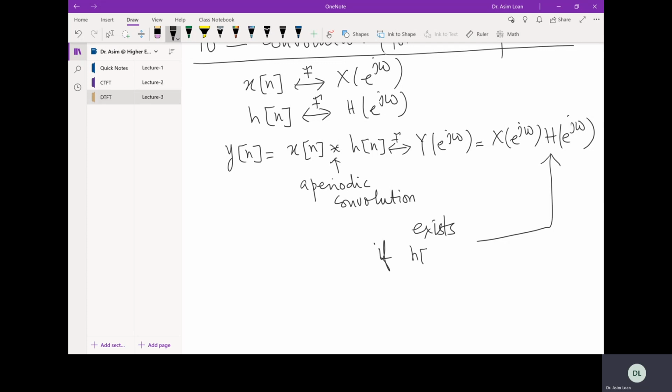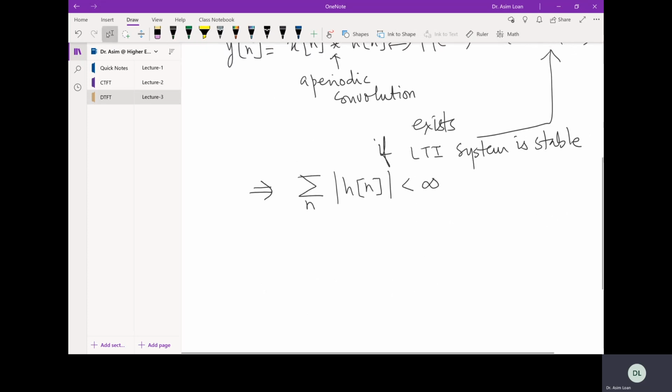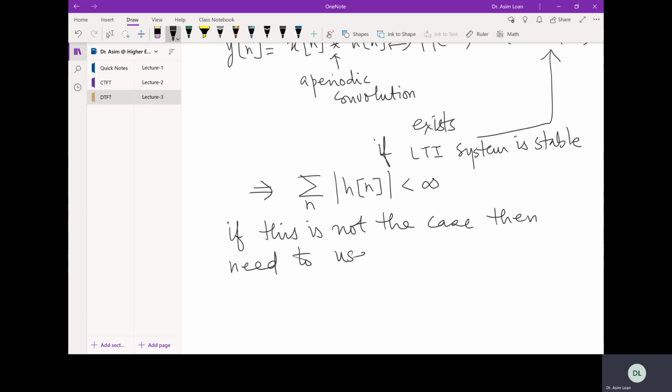This exists if h of n, if the LTI system is stable, which implies the summation over n of |h[n]| is less than infinity. If this is not the case, then we need to use the Z transform.